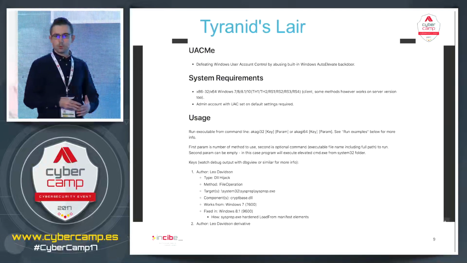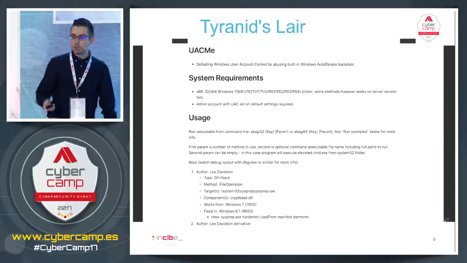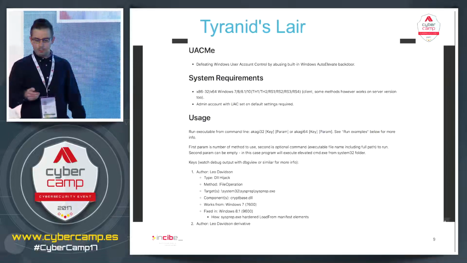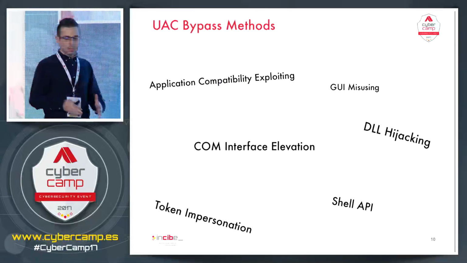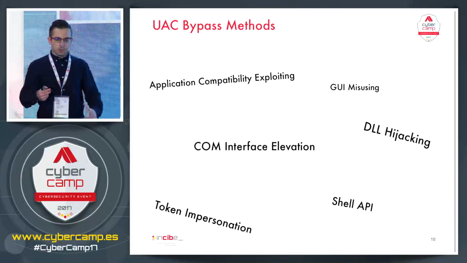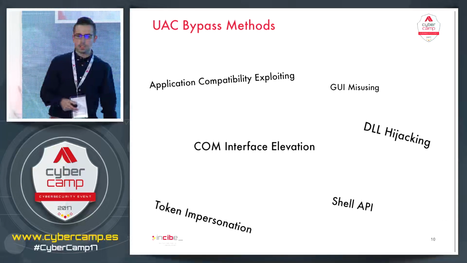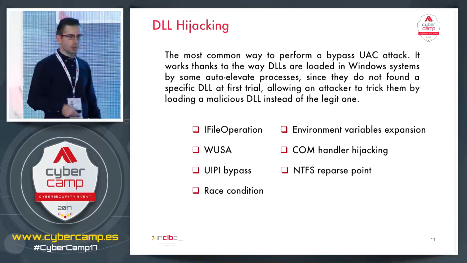I took a look at it a couple of days ago, and there are currently 44 methods to bypass the user account control. Most of these methods are already patched, but there are about 15 methods that are still usable. There are multiple methods like this. If we try to categorize them, we can create 6 main categories.